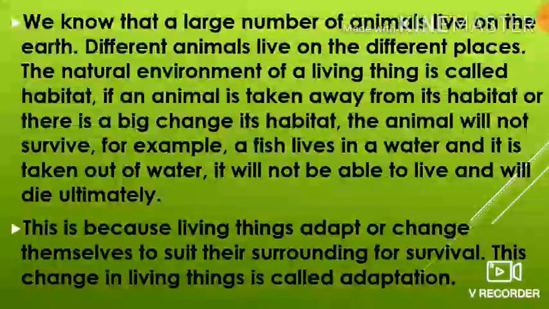So students, we know that a large number of animals live on the earth. Different animals live in different places. The natural environment of a living thing is called its habitat. If an animal is taken away from its habitat or there is a big change in its habitat, the animal will not survive. For example, if a fish that lives in water is taken out of water, it will not be able to live and will die ultimately.